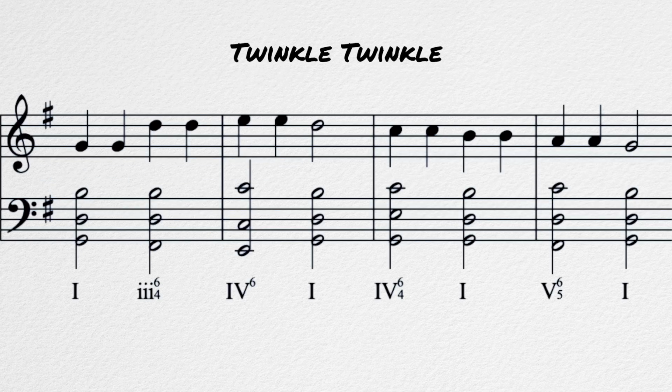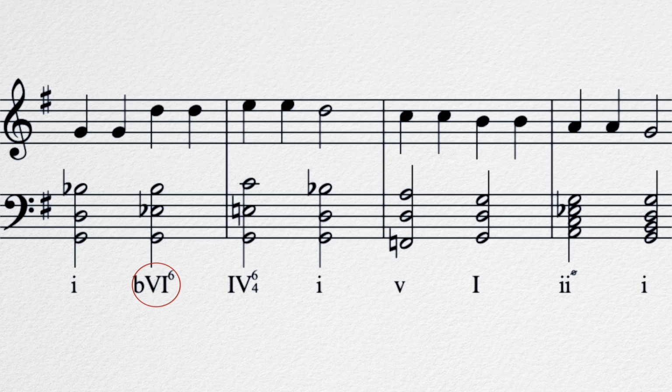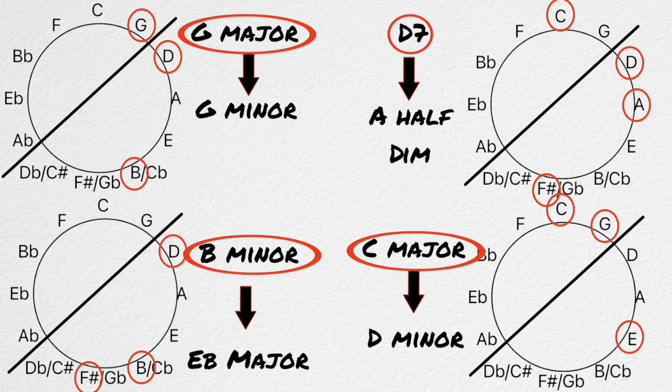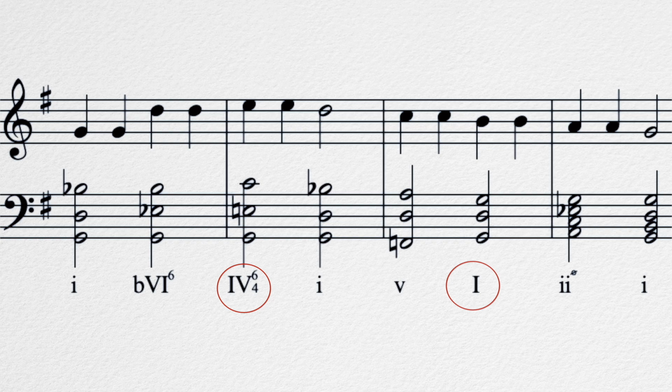Here we have Twinkle Twinkle Little Star harmonized all with chords within the key of G major. And now let's replace some of those harmonies with their negative equivalents. These chords were all found by flipping them over the tonic-dominant axis. And these chords were left alone because their negative equivalents would have clashed with the melody.